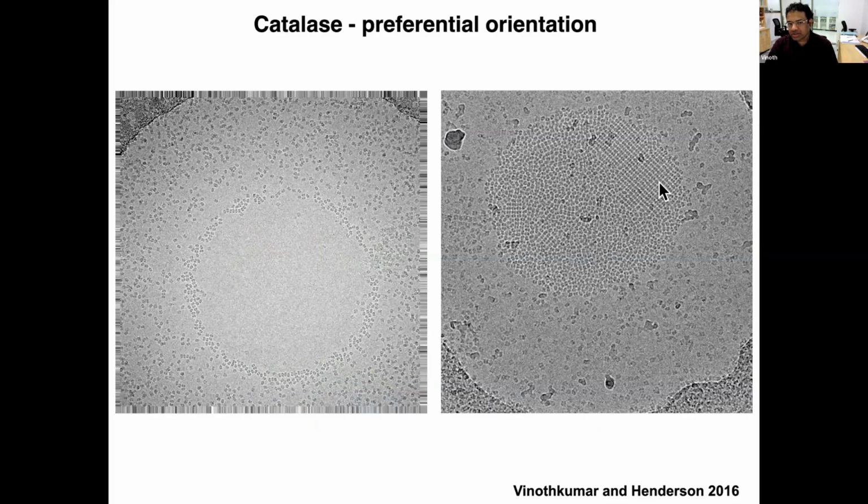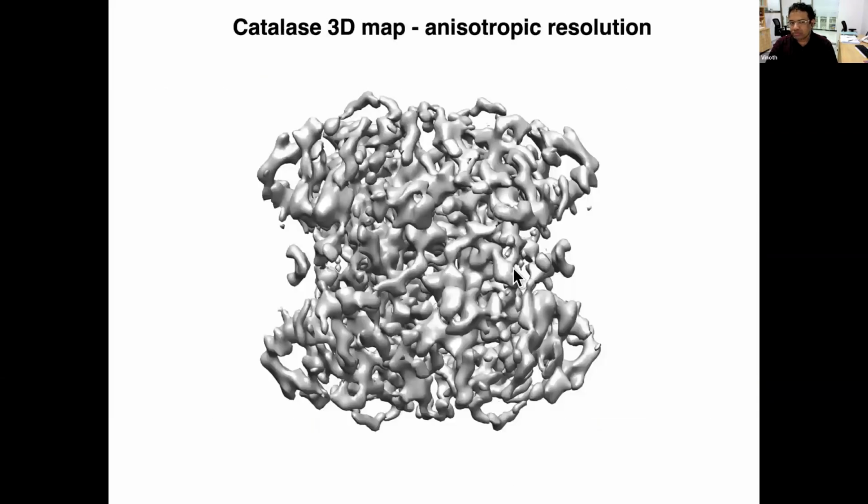And if you try to process, you will get some map, because we know how catalase looks. It looks like it is correct, but it's very difficult to interpret. In particular, if you are working on a new molecule and if you have a preferred orientation or anisotropic resolution, then it may be very tricky to interpret, in particular, whether it's an alpha helix or beta strand. So this is an important thing.